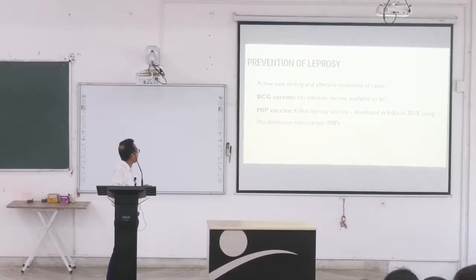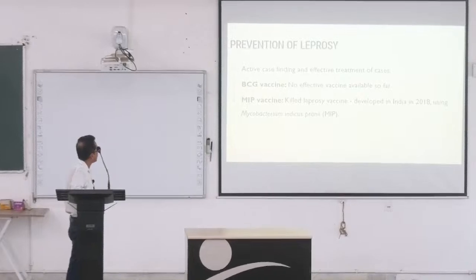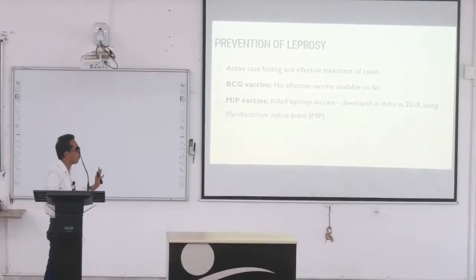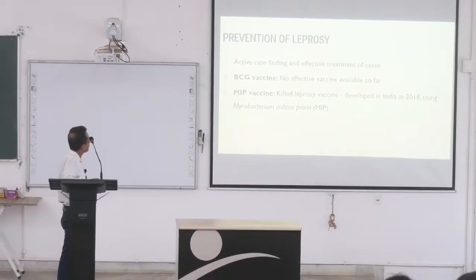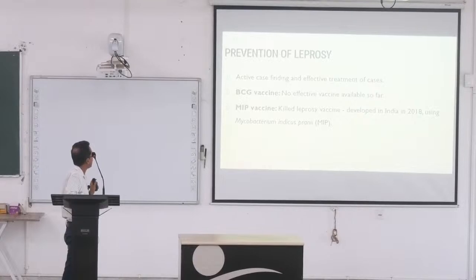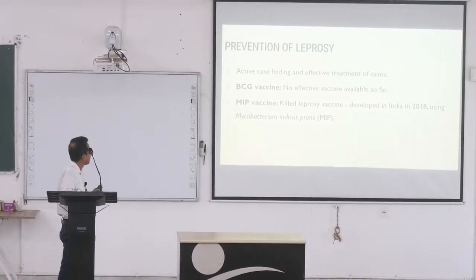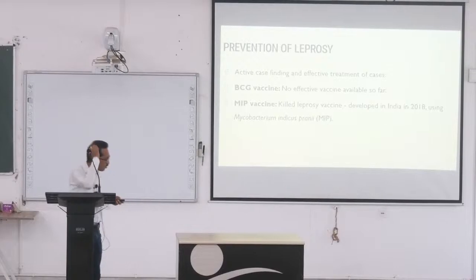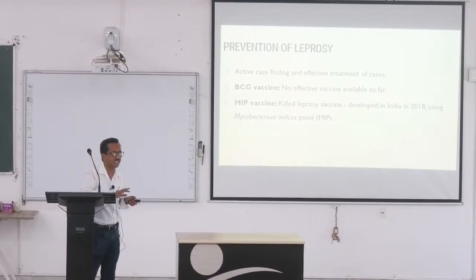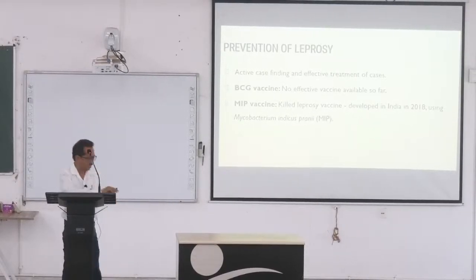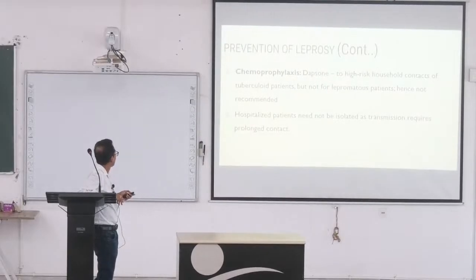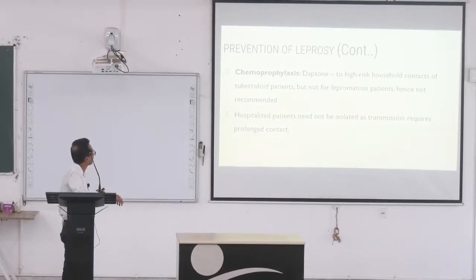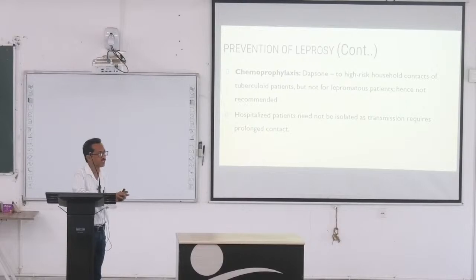By active case finding and effective treatment of the case, BCG vaccine has no role. MIP vaccine, a killed leprosy vaccine developed in India, and Mycobacterium indicus pranii are used sparingly, these are not used. So you just know there is no suitable vaccine at present for leprosy. Chemoprophylaxis, in which you will give chemoprophylaxis.